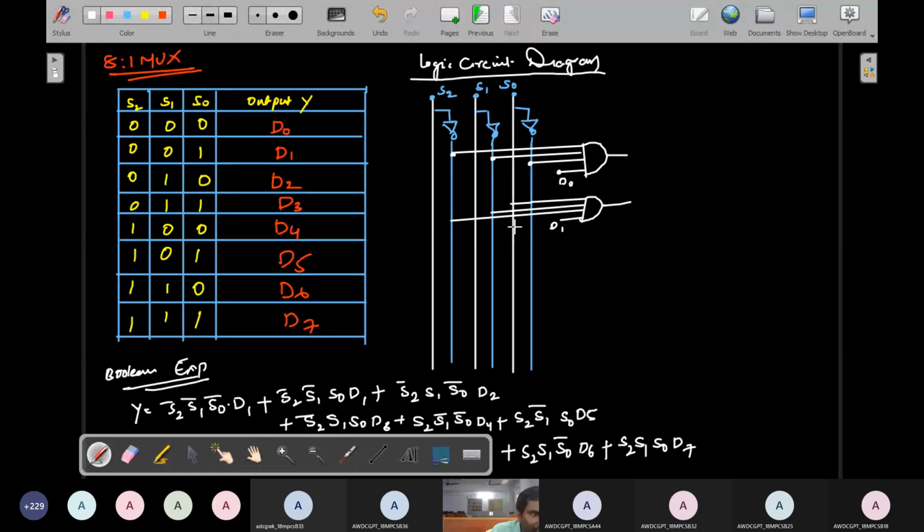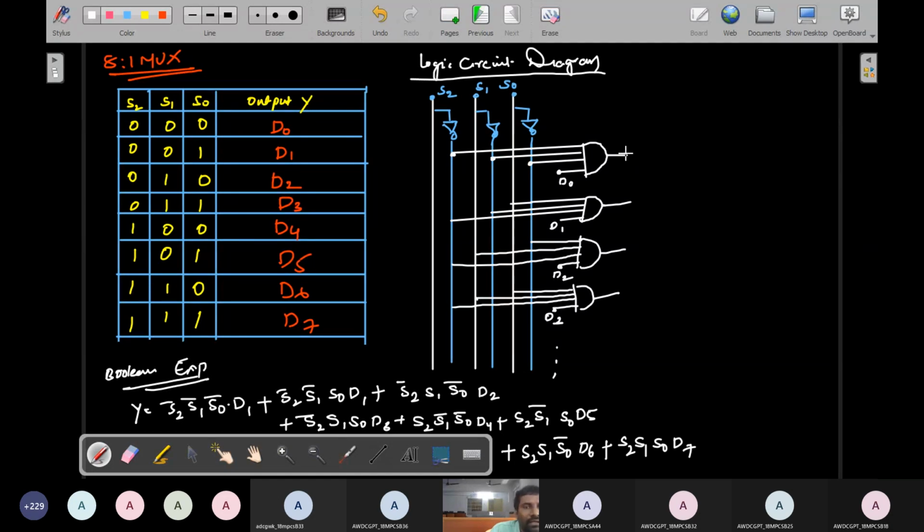The next third condition is simply S0 is 0 and S1 is 1, and this is also 0. And this is the fourth terminal. So this is one terminal, called D2. And D3 is nothing but both are ones: S0 is 1, S1 is 1, and this is 0. And this is the fourth terminal. So this is called D3. Like that, up to 7 you will draw.